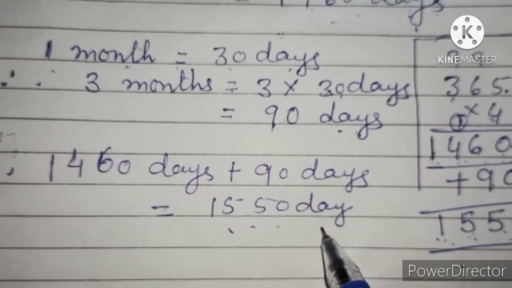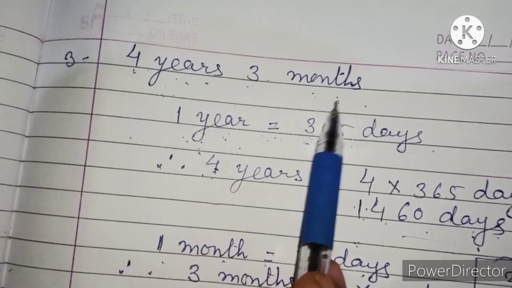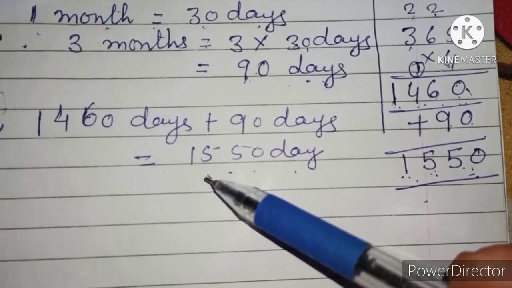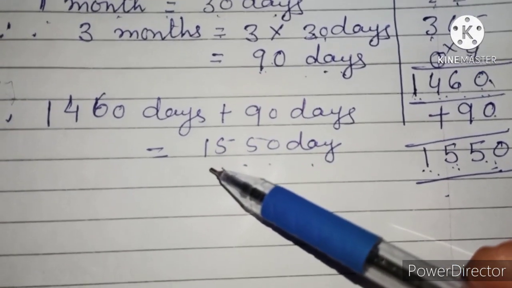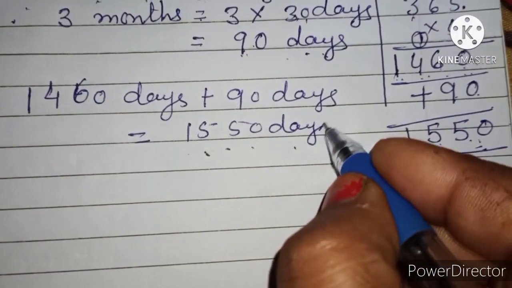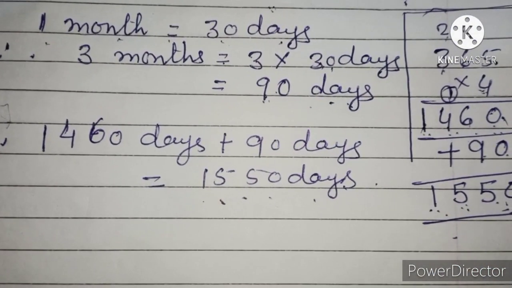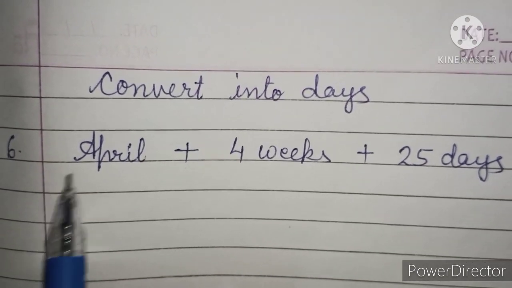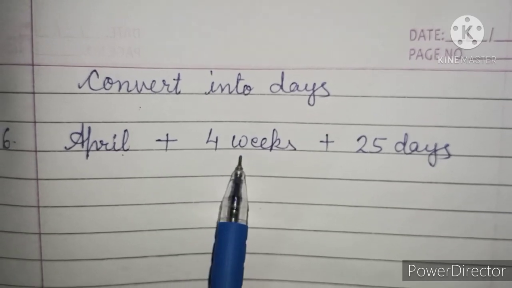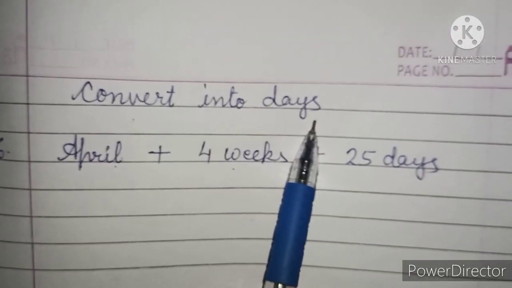Okay. So years, 1 year 3 months has been converted into days. 1550 days. Okay children. Now next question is convert April, 4 weeks plus 25 days into days.